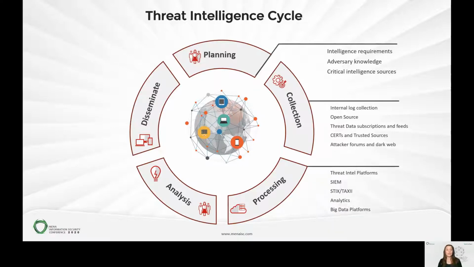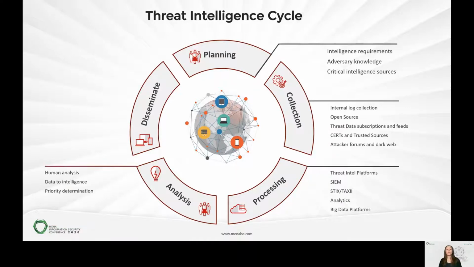Next, we have to look at processing this data and what we're going to use to do so. Are we going to use STIX and TAXII? Are we going to use a threat intelligence platform to help us process all of the information and telemetry that we're receiving? What analytics might we want to apply?